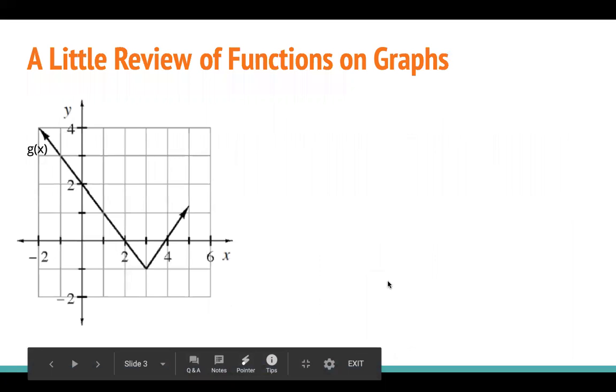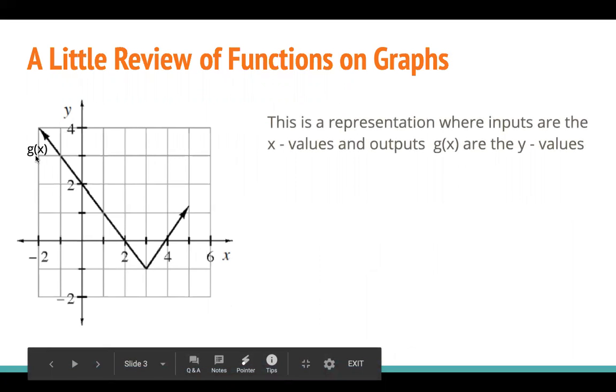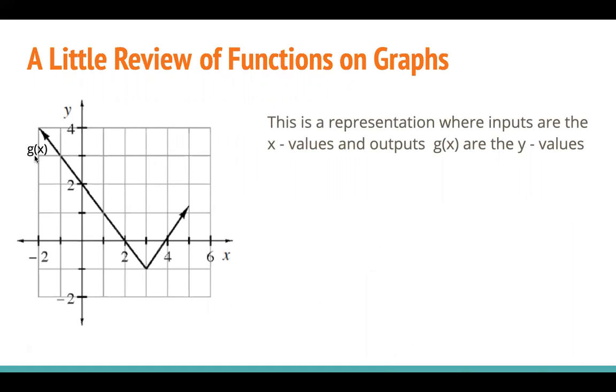Okay, let's look at a function on a graph. So here is a function, named g(x), it's over here. This is a representation of that same kind of relationship we just showed, where the inputs are my x values and the outputs, g(x), are the y values. So sometimes we say that g(x) = y.